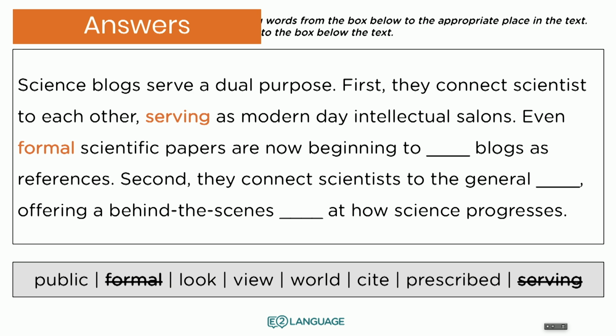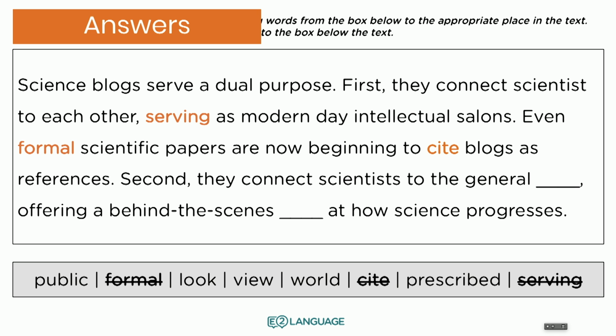And now beginning to, well, we're talking about academia, we're talking about science, we're talking about science writing. So the next one is cite. You cite blogs as references. And of course, we needed a verb there because we had the to, so we needed the infinitive cite. What other verbs were there? Well, in fact, that was the only, view. You could have view blogs, beginning to view blogs, but that was a distractor, it was cite.